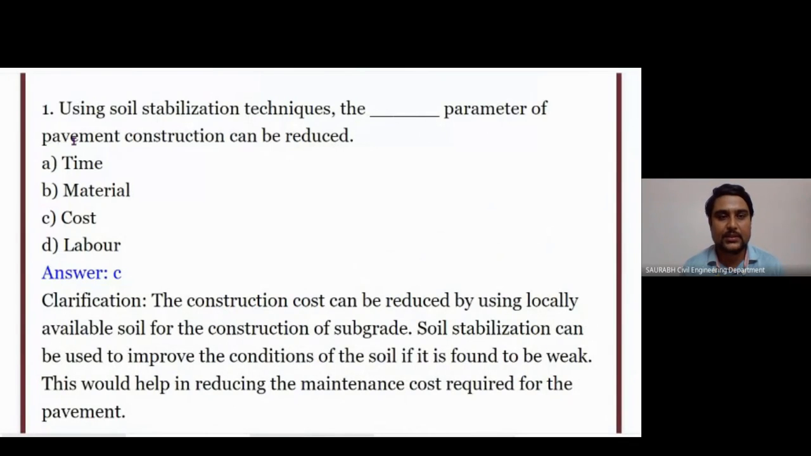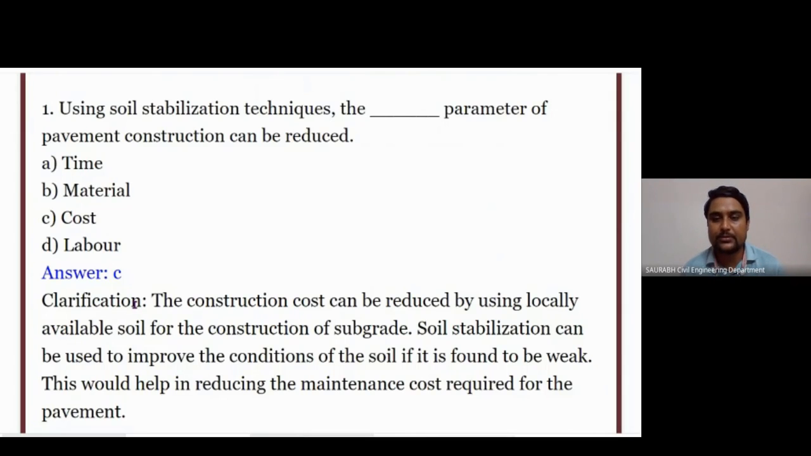Now come to the MCQs. Here we will see the MCQs which are related to ground improvement. First question: using soil stabilization technique, which parameter of pavement construction can be reduced? Here are the options: time, material, cost, labor. And the right answer will be cost. And there is also a clarification.